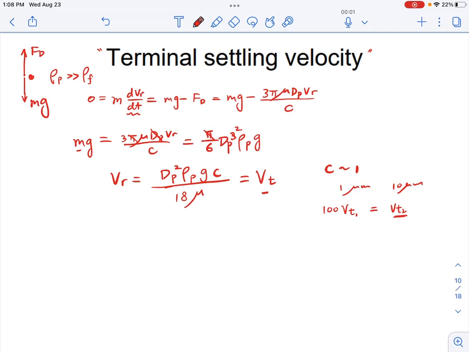But let's say in the free molecular regime, we know that the Cunningham slip correction factor is proportional to 1 over dp.